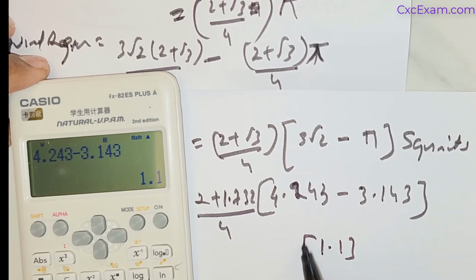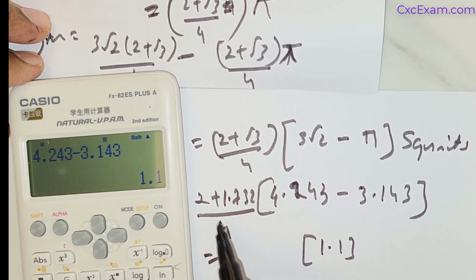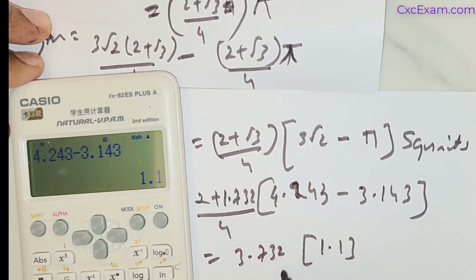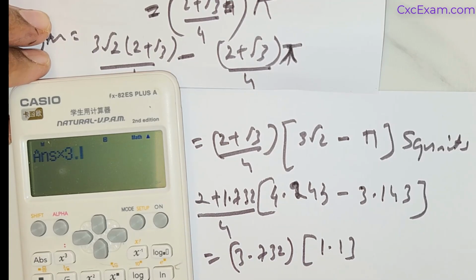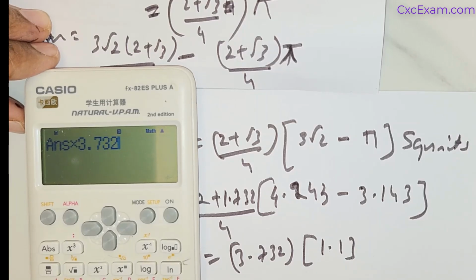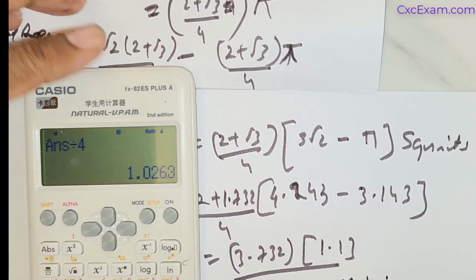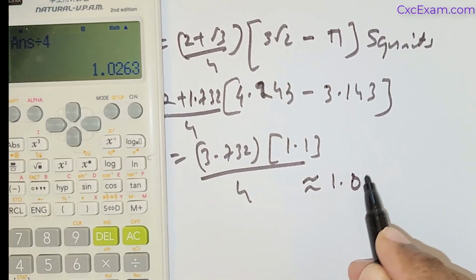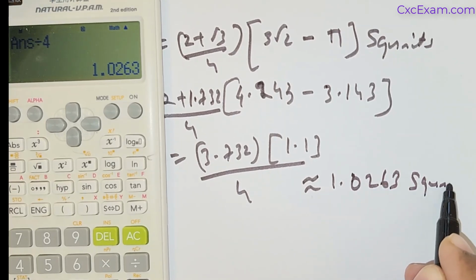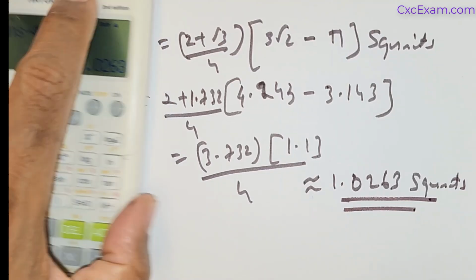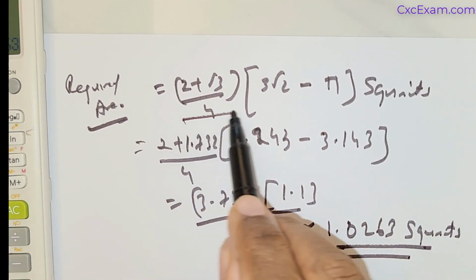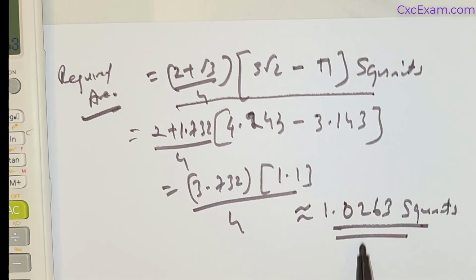This gives me 1.1, and this gives me 3.732. So I multiply with 3.732, and I divide by 4. And this is an approximate answer of 1.0263 square units. Okay, so this is the answer we got, and this is after evaluating.